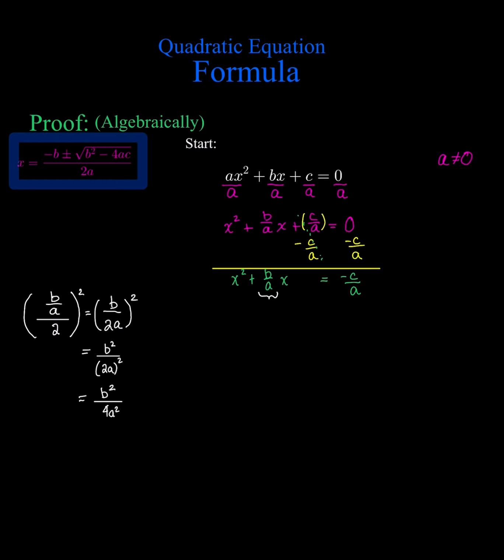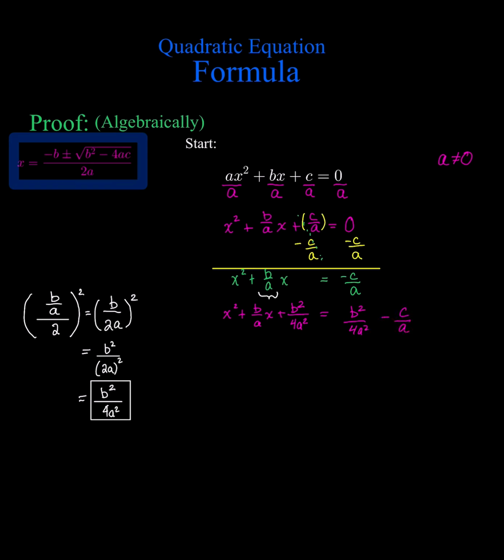Now this term that we found, we will apply to the equation on the right-hand side as well. So we will be adding b squared over 4a squared to both sides of the equation. So we will have x squared plus b over a x plus b squared over 4a squared equaling b squared over 4a squared minus c over a.